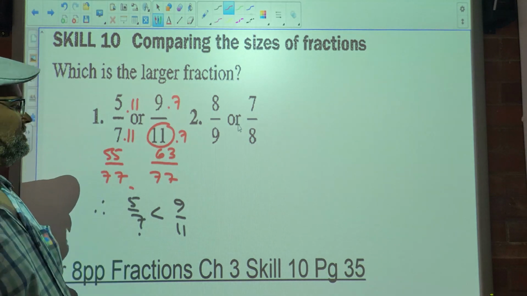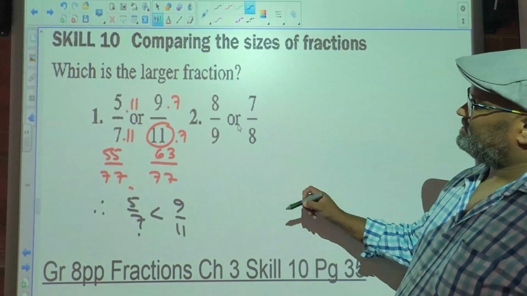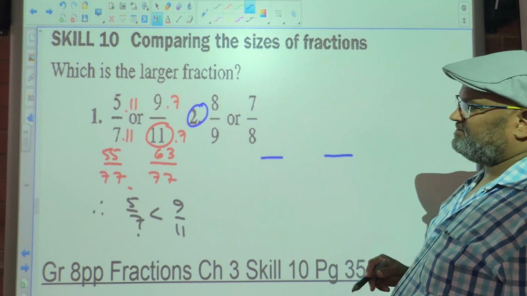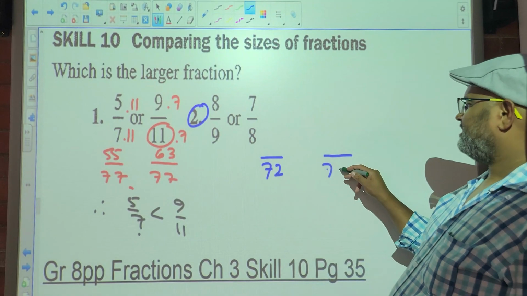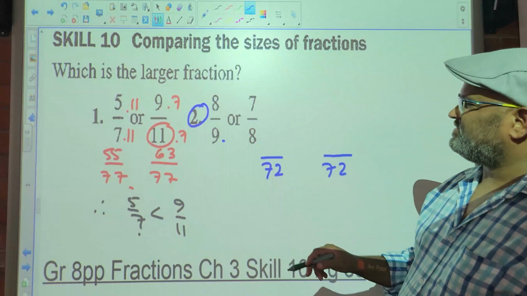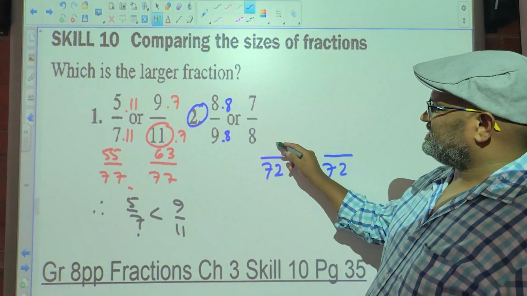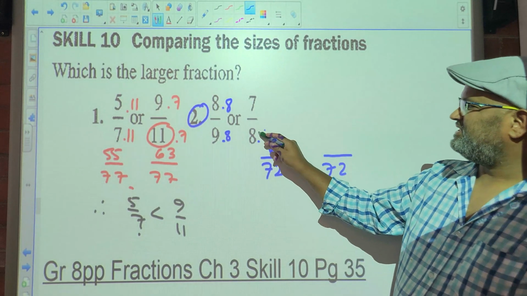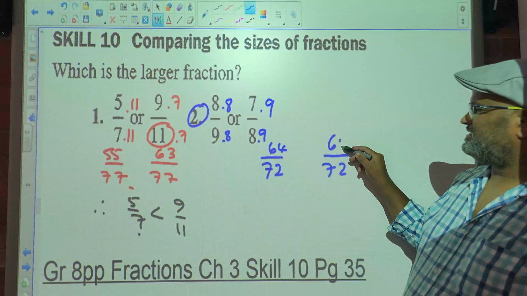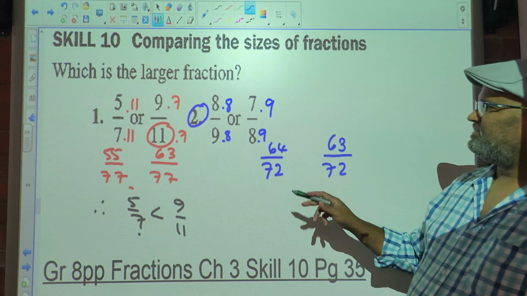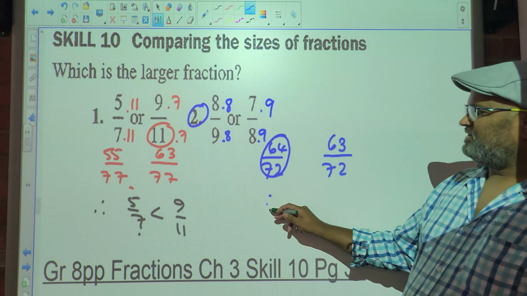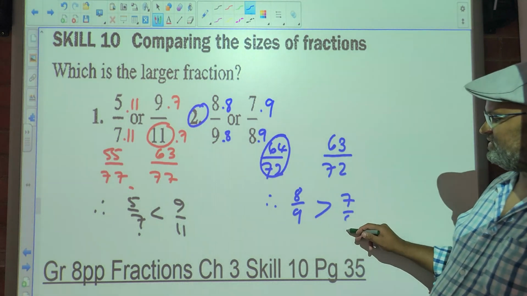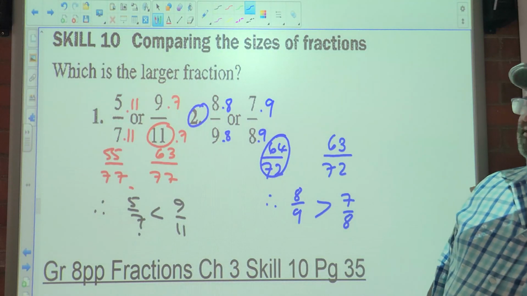Okay, people, let's look at number 2. What's your LCM between 9 and 8? 72. Alright, so 9 multiplied by what is 72? 8. So 64, correct? 8 multiplied by what is 72? 9. That gives you 63. So which one is larger? That one, not so? So therefore, 8 over 9 is larger than 7 over 8. Right, you guys got it?